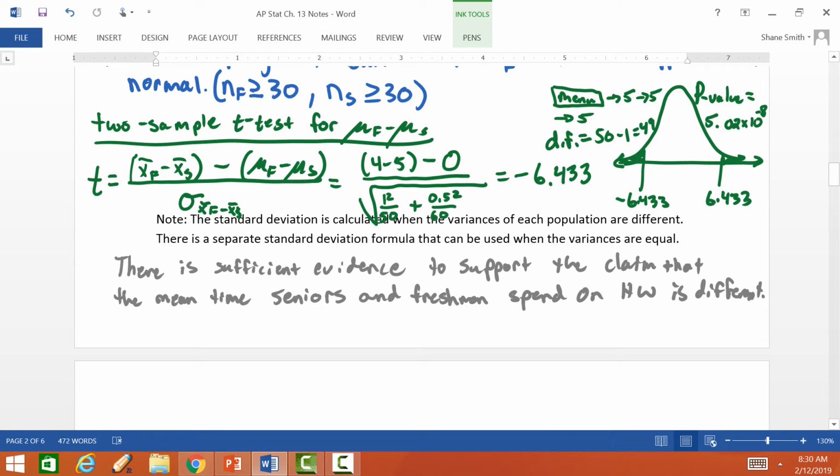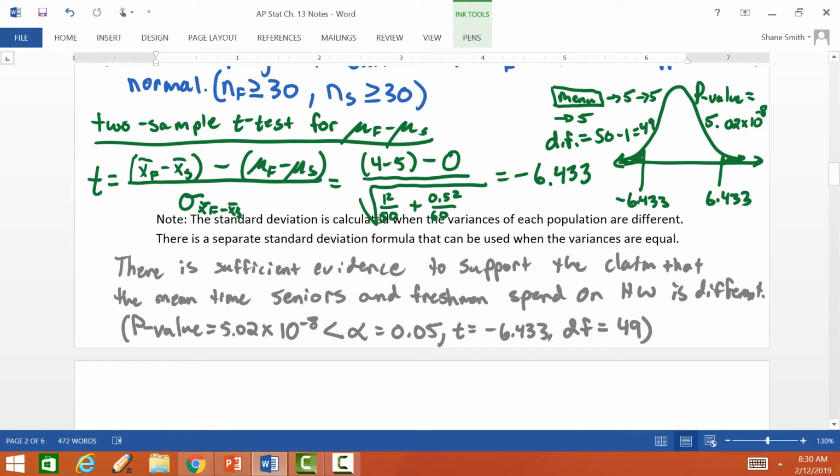And remember, there's sufficient evidence because our p-value is very small, so we always have to link that back to an alpha level. So p-value equals, we'll restate that, times 10 to the negative 8th, and that is less than alpha, which we'll just say was 0.05. But obviously that could be rejected at like a 0.00001 because it's just such a small p-value. We'll restate our test statistic. And because it's a t-distribution, we'll also list our degrees of freedom because, if your t-statistic is this, your p-value is going to change based on the degrees of freedom. So it's important to also list how many degrees of freedom you used.